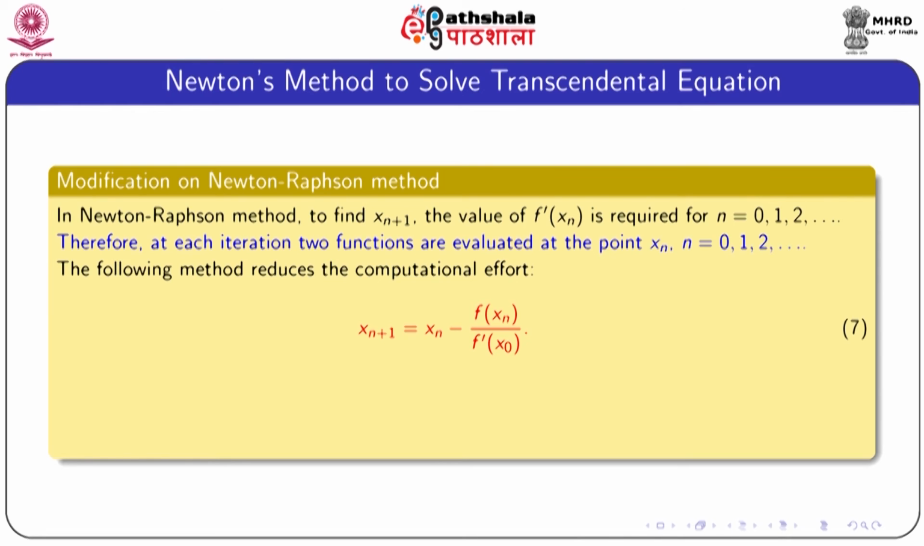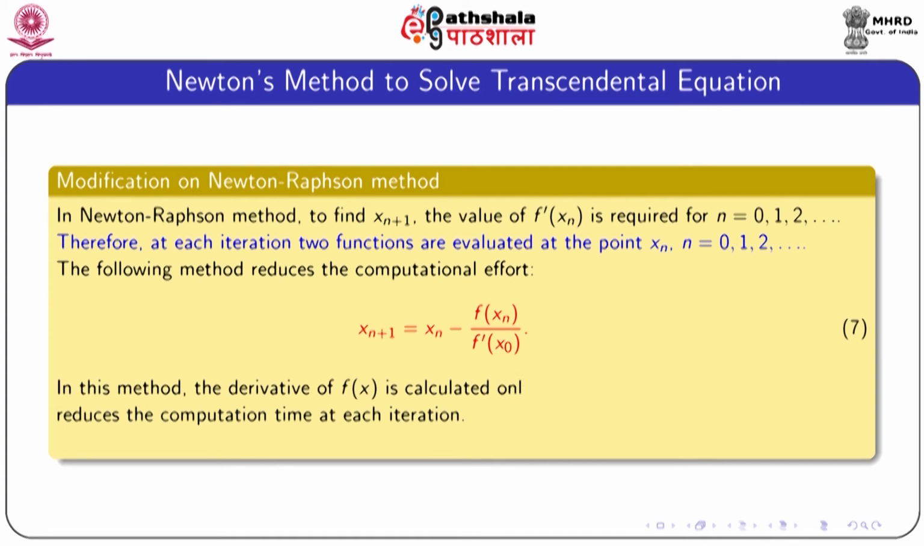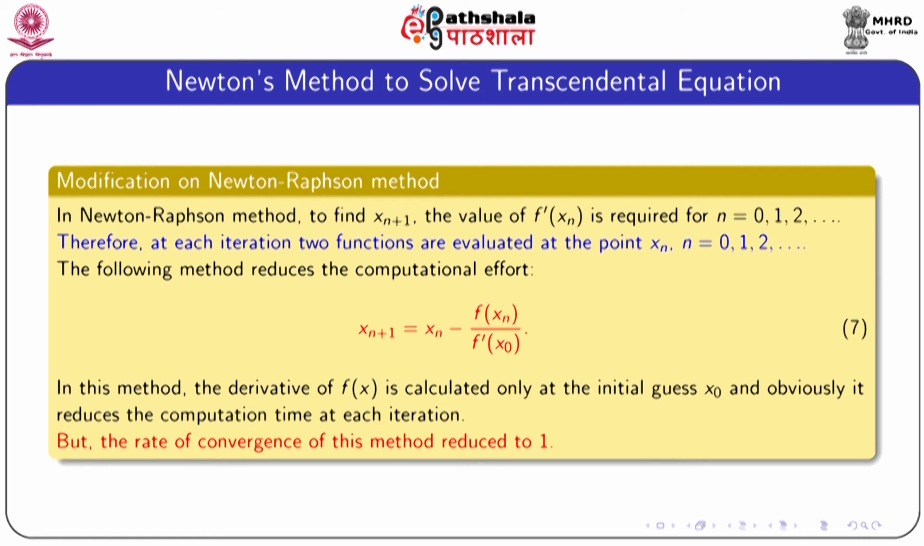The iteration scheme is xn plus 1 equal to xn minus f of xn by the first derivative of f at x0. Note that the modification is made on the denominator of the second term. The term f prime xn of the Newton-Raphson method is replaced by f prime x0. In this method, the derivative of f is calculated at only one point, that means only at the initial guess x0, and obviously it reduces the computational time at each iteration, but the rate of convergence of this method is reduced to 1 from 2.